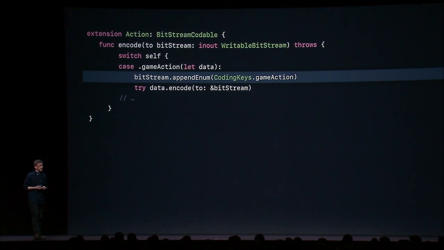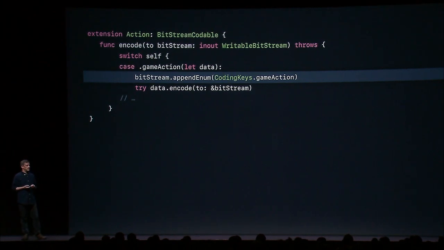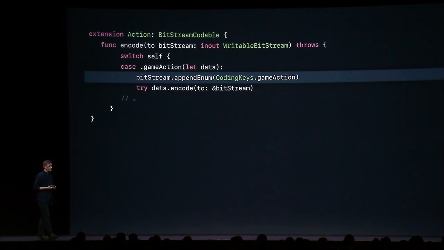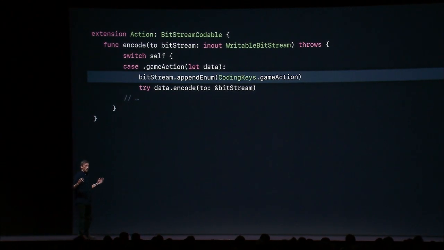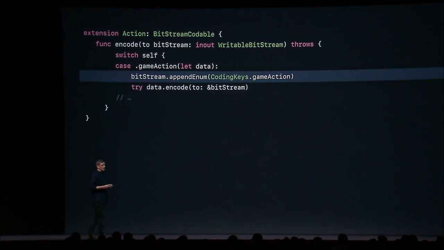Now our encode method is much simpler. We just use appendEnum on the proper coding key for each, and Swift takes care of the rest. When we add more cases to the enum, the bit field expands automatically. If we remove cases, it contracts automatically. We don't have to worry about it.